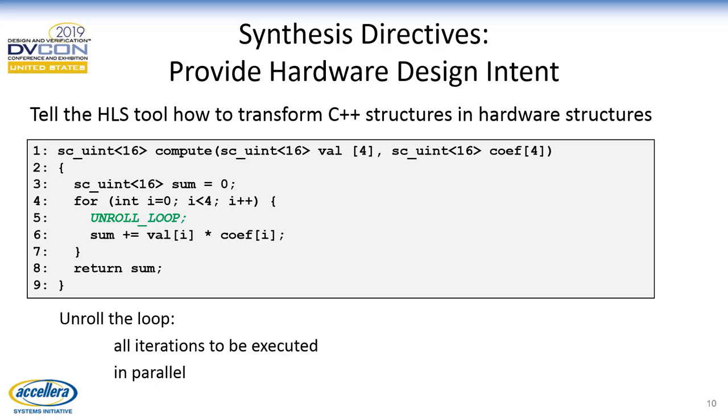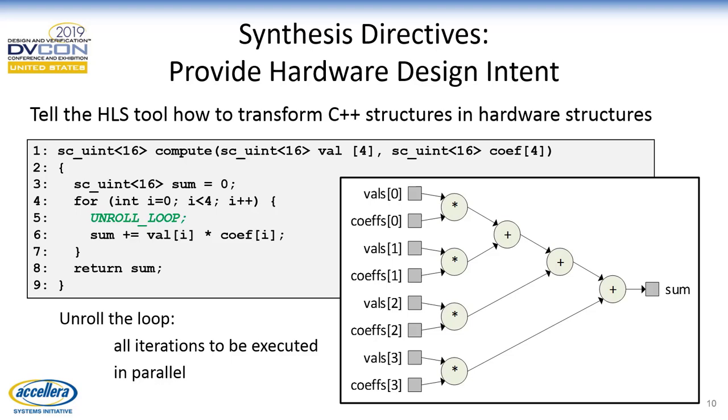We could use 4 cycles to accumulate the sum, doing 1 multiplication every cycle, or we can unroll the loop, and all the iterations will be executed in parallel. That's what happens. If we unroll the loop, then you can see the 0 here, iteration 1, iteration 2. So you can see a nice adder chain here. So if we unroll the loop, we're going to get a structure like this.